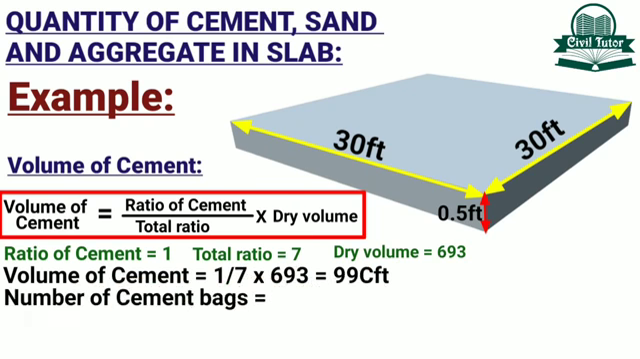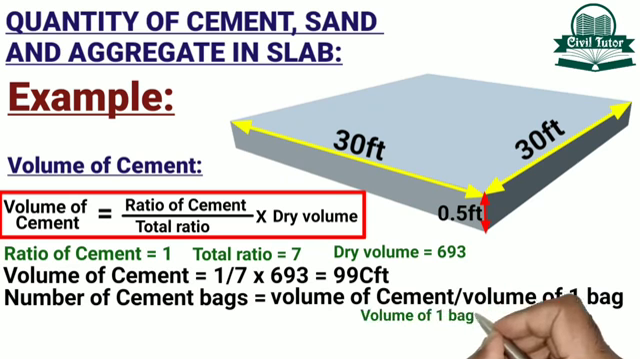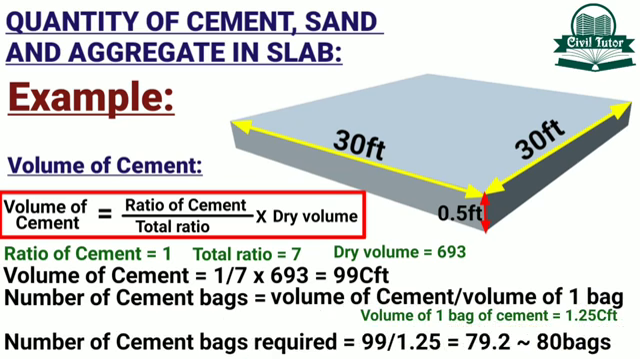The number of cement bags is equal to volume of cement divided by volume of 1 bag of cement. While the volume of 1 bag of cement is equal to 1.25 cubic feet and the volume of cement is calculated as 99 cubic feet. So on substituting these values, we will get the required number of cement bags equal to 79.2, which is similar to 80 bags.